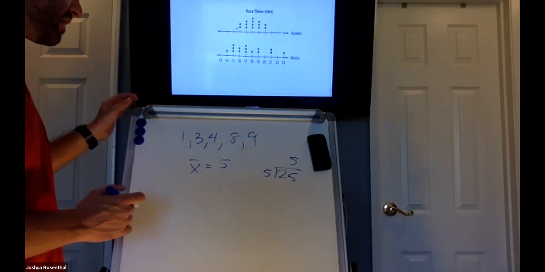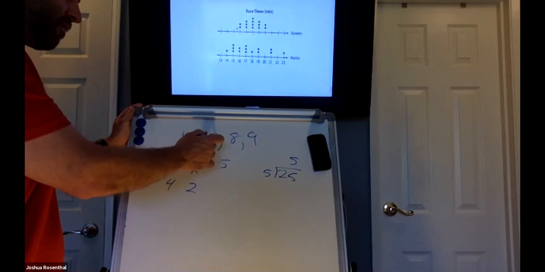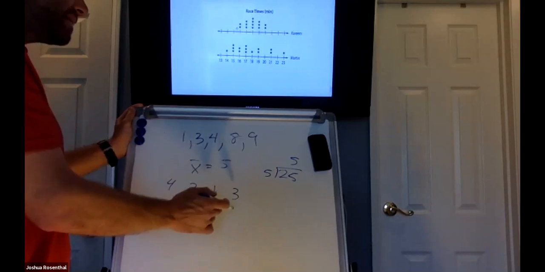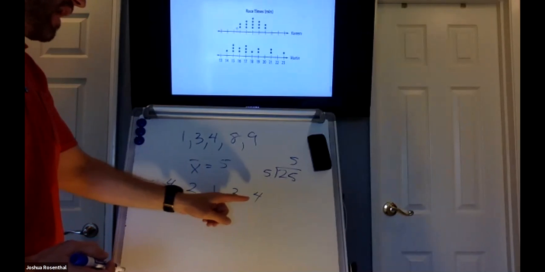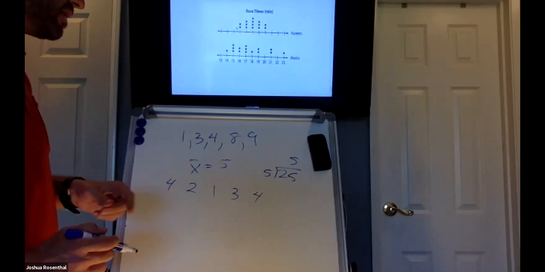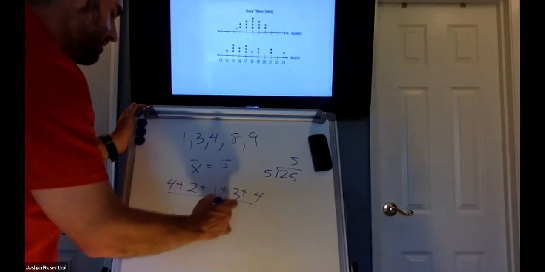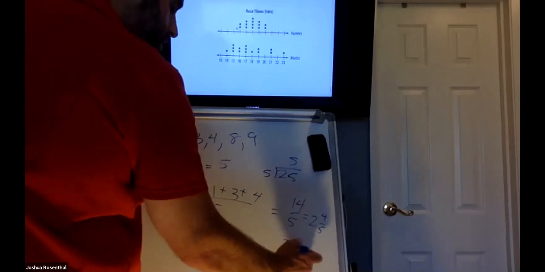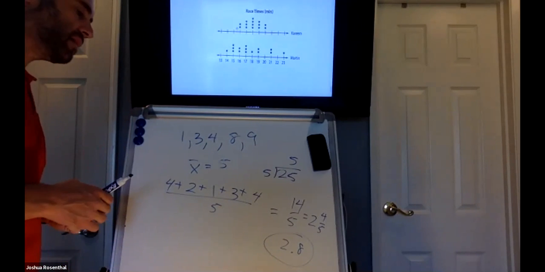How far away from 5 is 1? It's 4 away. How far away is the 3 from the mean? 2. How far away is the 4? 1. How far away is the 8? 3 away. How far away is the 9? 4 away. These are all the distances away from the mean for each original data point. Average that out, and that's what the MAD is. So average them by adding them and dividing by 5. 6, 7, 10, 14 divided by 5, which is 2 4/5 or 2.8. So the average distance away for each data point is 2.8.